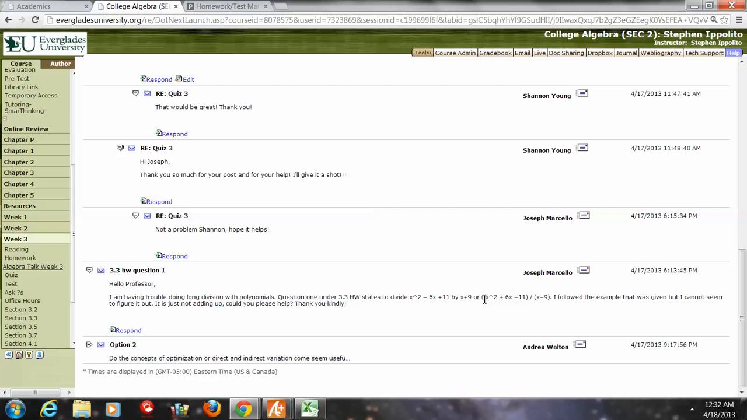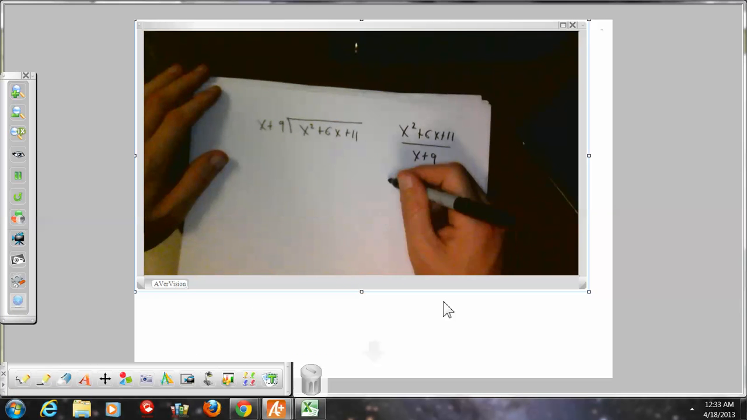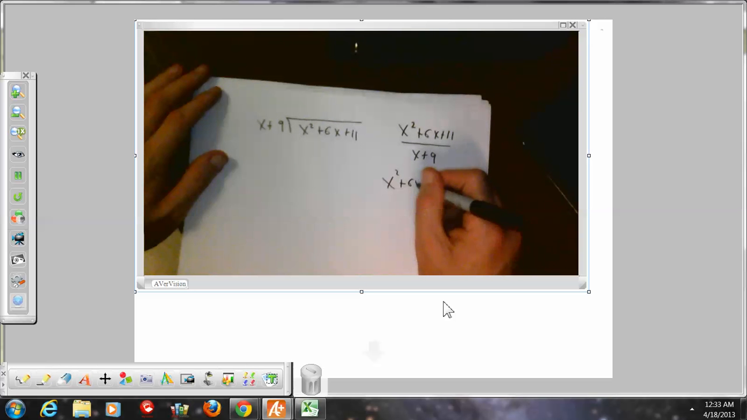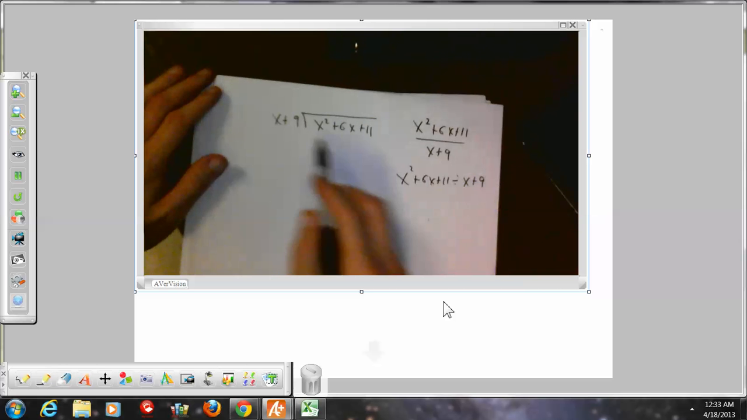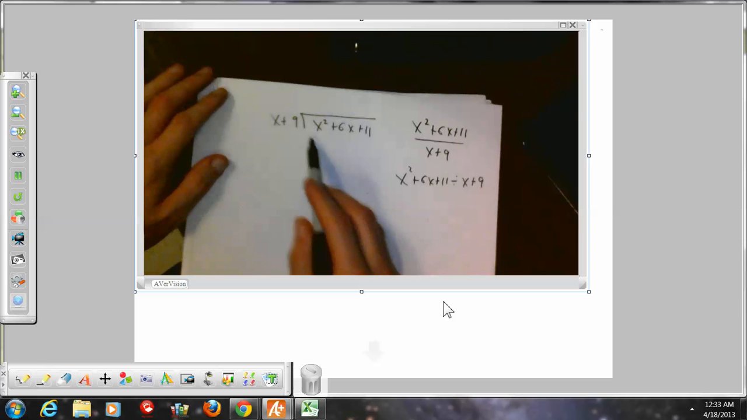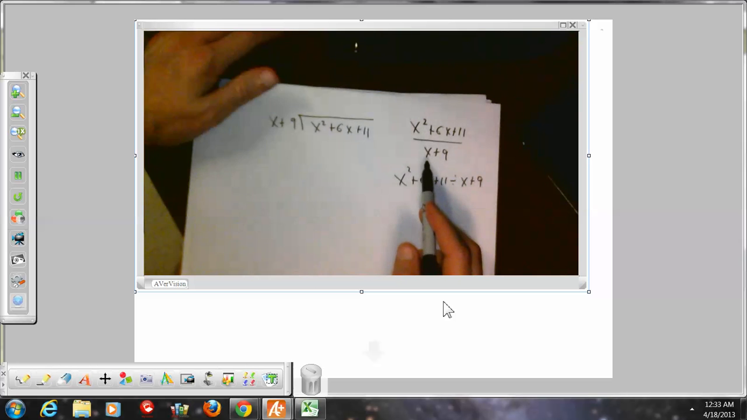So I'm going to write it three different ways. x squared plus 6x plus 11 divided by x plus 9. So there's three ways to write it. And in order to do the problem, we're going to have to write it like this. Unless you're clever, you can play around and get this to work too, but it's not a straightforward method. I won't bother with that.